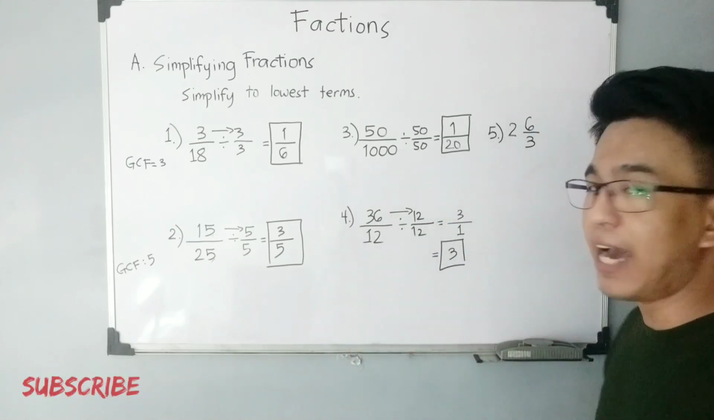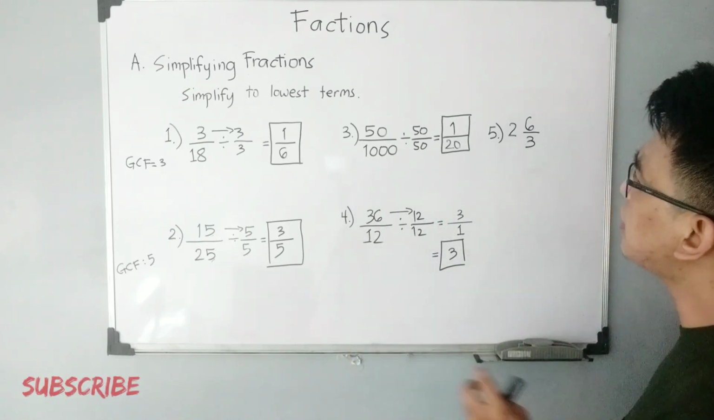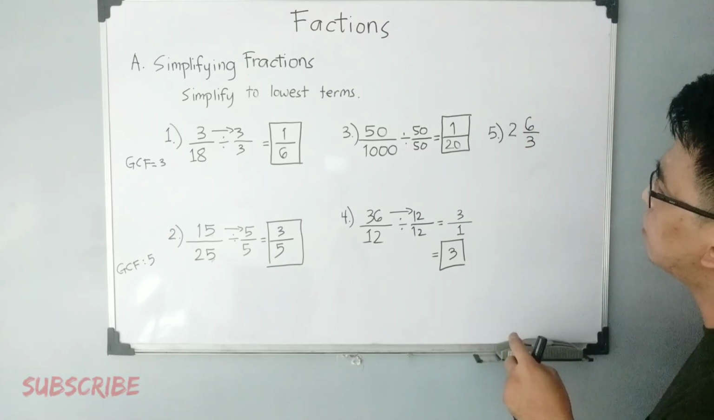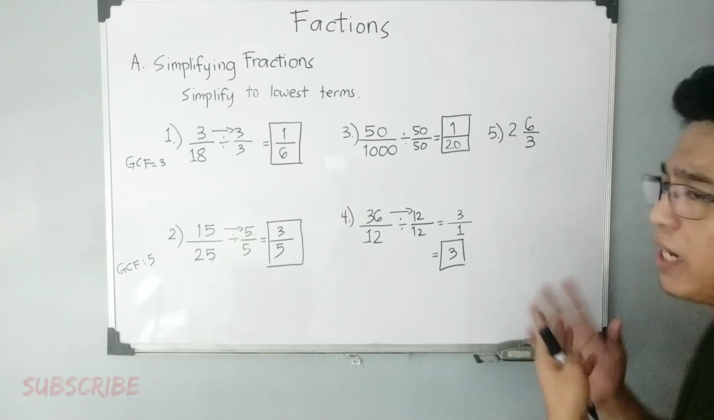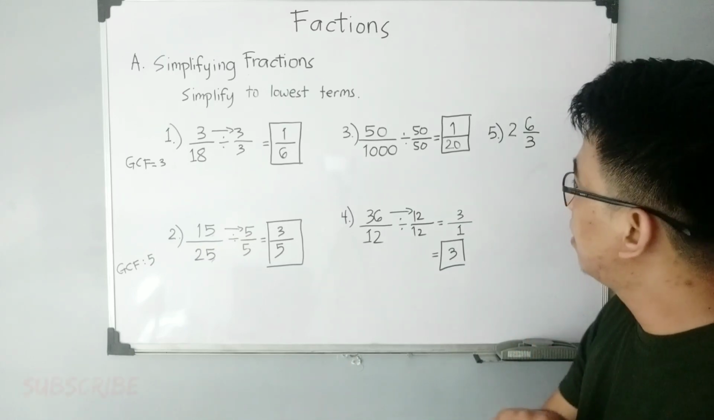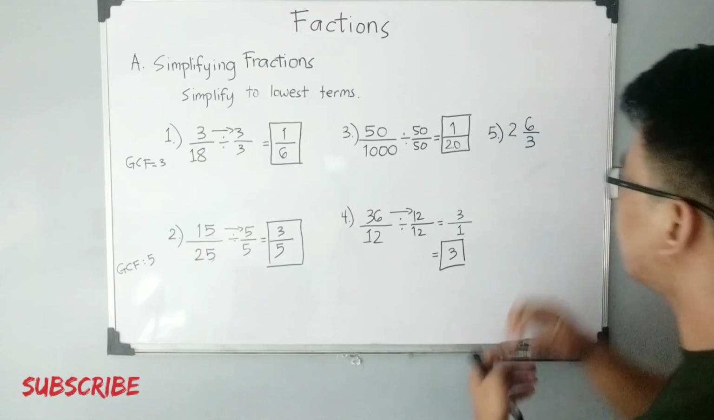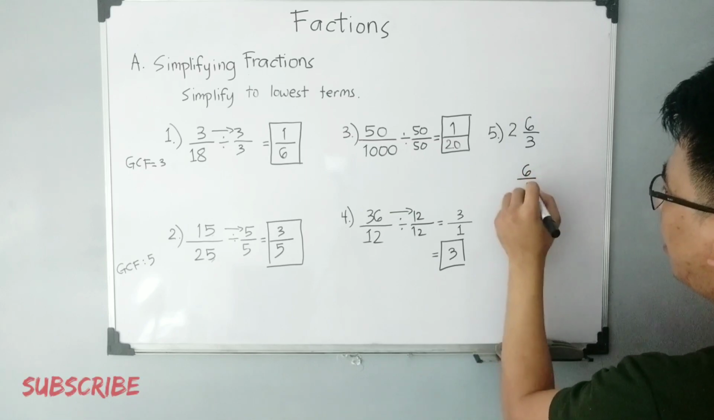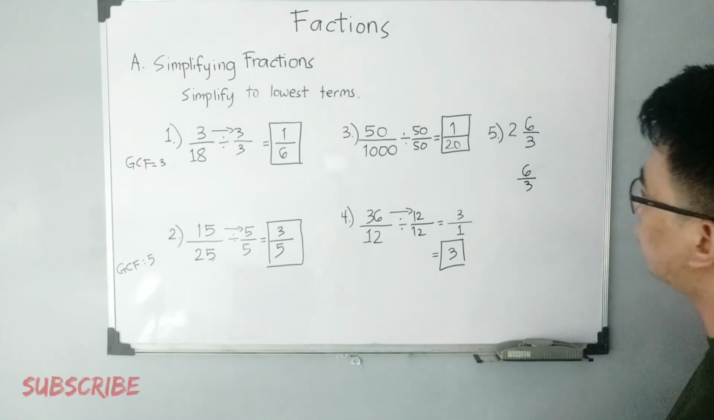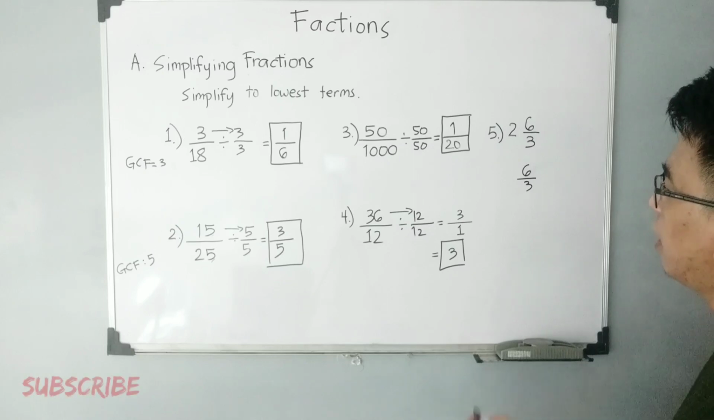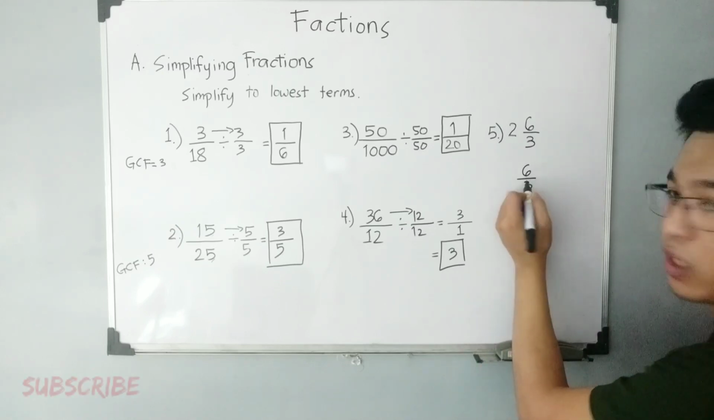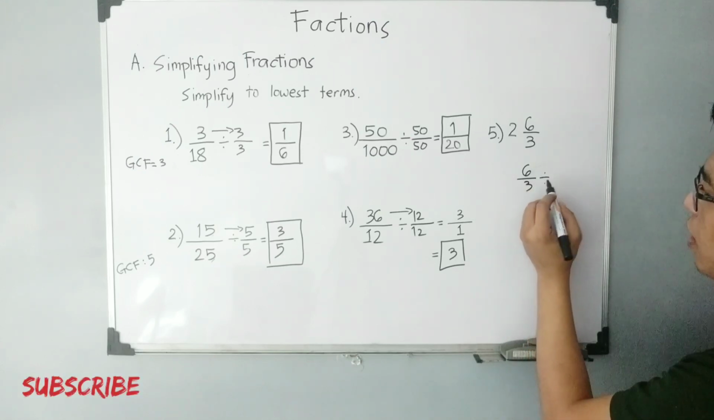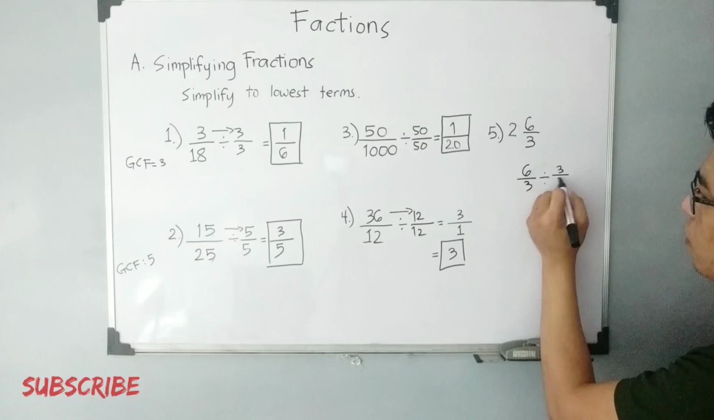So, let's have the last item for simplifying fractions. For simplifying fractions, guys, we have 2 and 6 over 3. So basically, sir, paano ba yan i-simplify? We have a mixed number. So dito, i-separate nyo muna itong 2. Puntahan nyo yung fraction. Mag-focus sa fraction na yan. Ang fraction natin is 6 over 3. And alam natin that the GCF of 6 and 3 is equal to 3. So you can divide the numerator and denominator by 3 over 3.